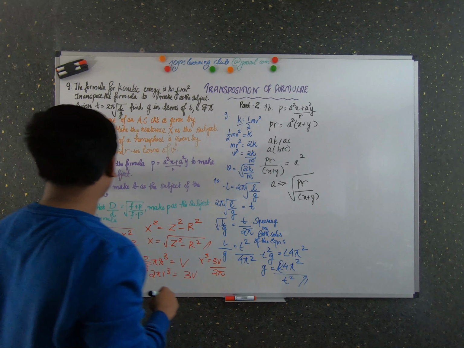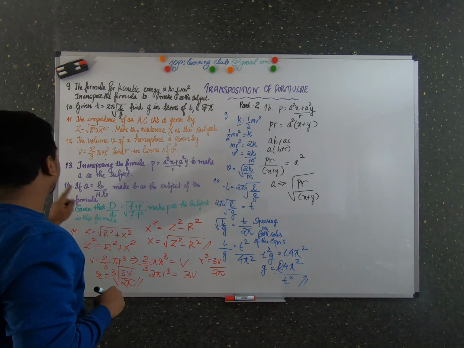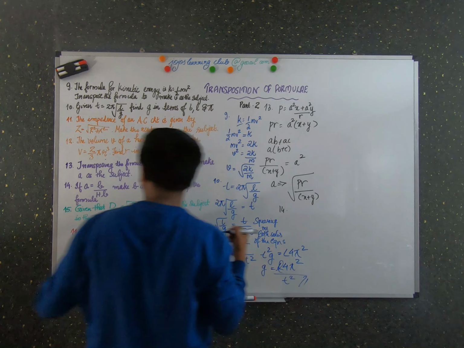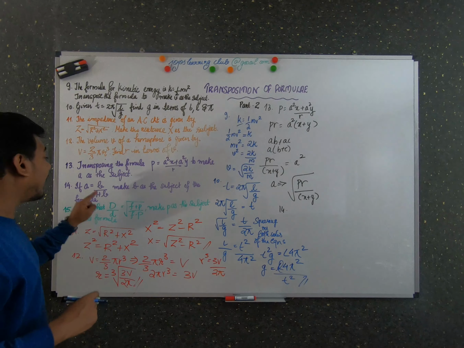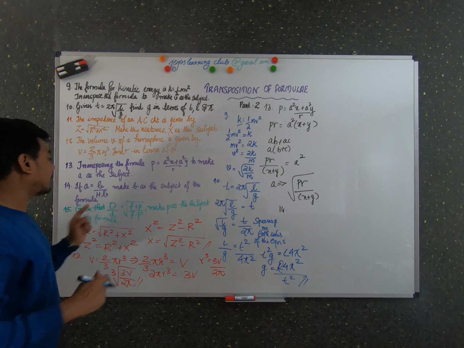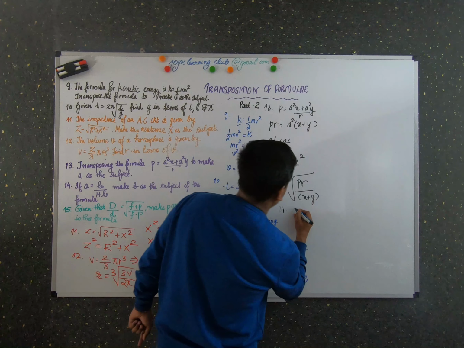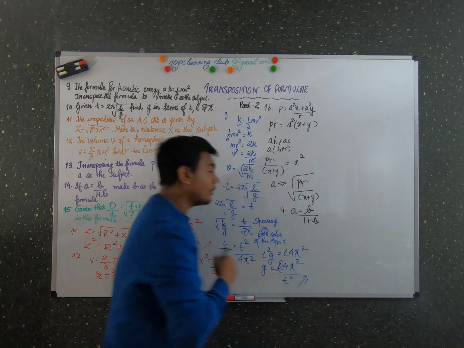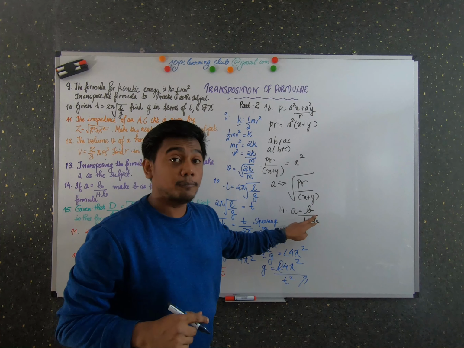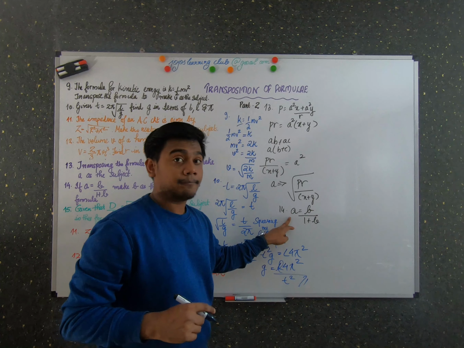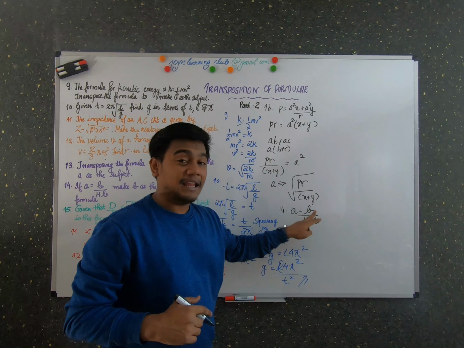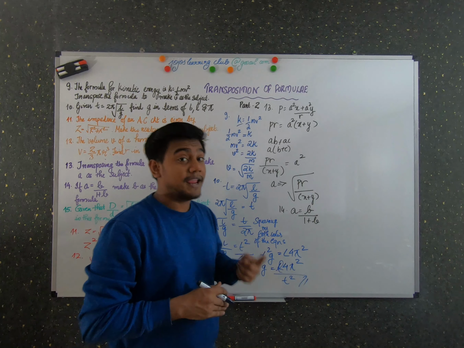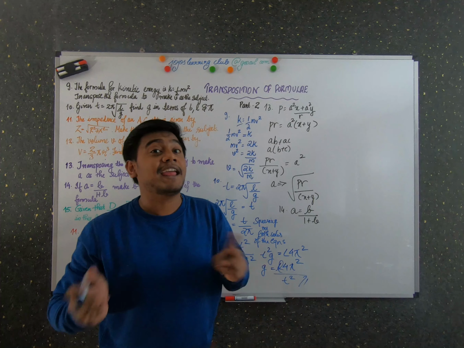So that's it for the problem number 13, and now let's discuss the problem number 14. Okay, what is the problem number 14 saying? If a is equal to b by 1 plus b, make b as a subject of the formula. Okay, in this problem, a is the subject and b is the symbol. Now what is asked? Now we have to make b as the subject and a as the symbol.